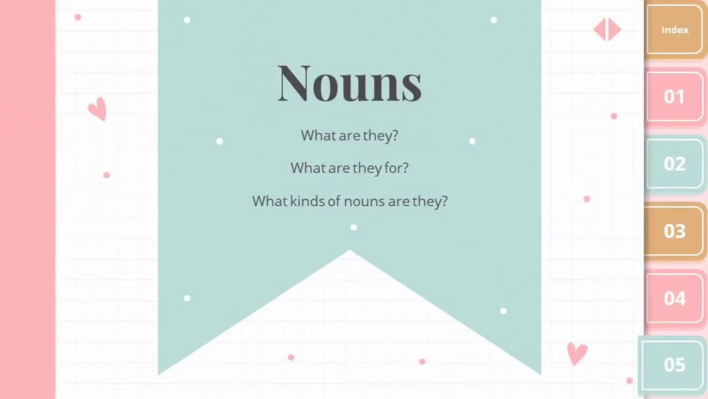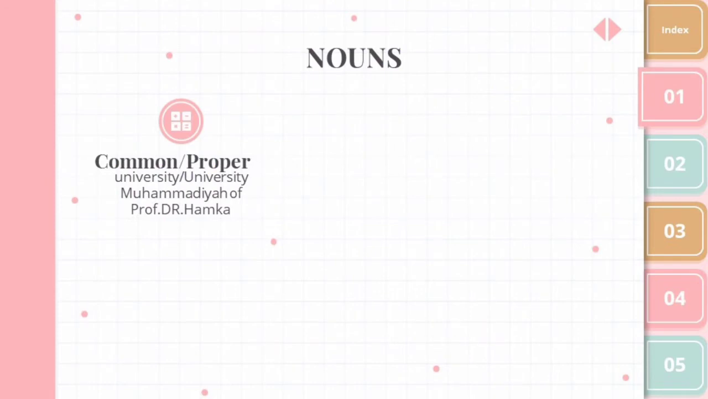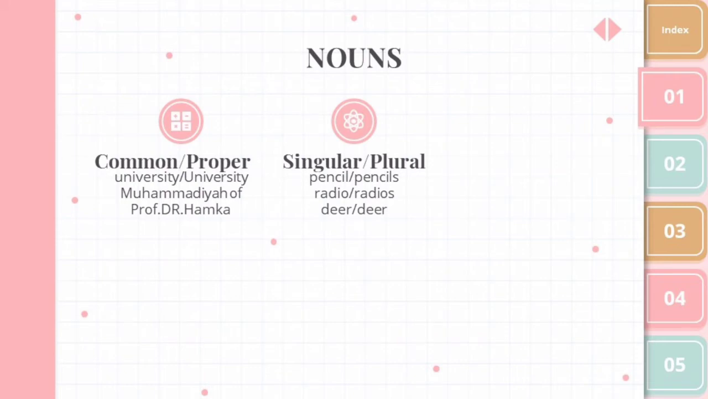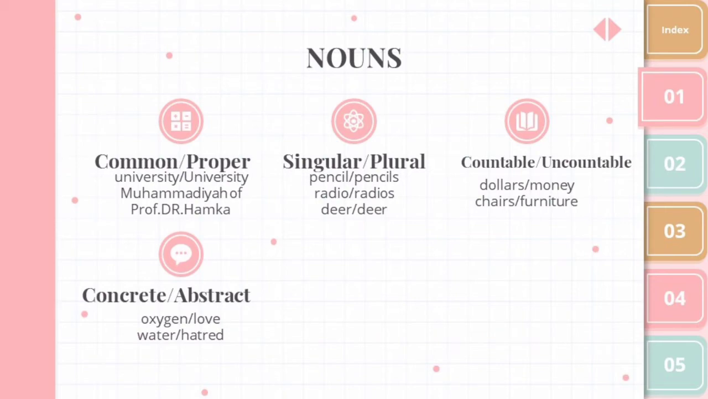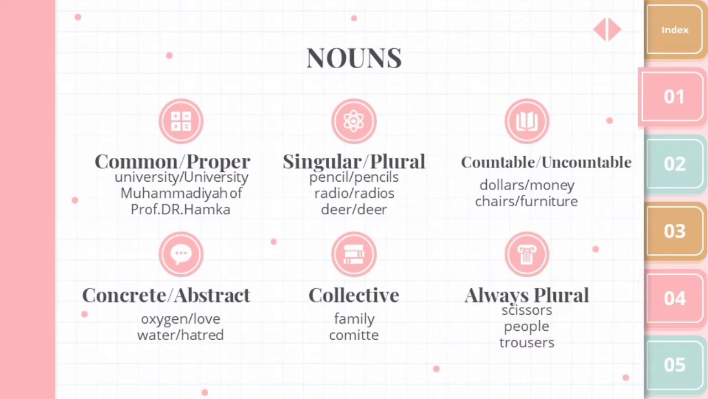Now let's answer what kinds of nouns are they. Firstly, we have common and proper nouns. Secondly, we have singular and plural nouns. Thirdly, we have countable and uncountable nouns. Next, we have concrete and abstract nouns, collective nouns, and the last one is always plural nouns. So we have 6 categories of nouns, but in this video, I'd like to focus on telling you common and proper nouns.